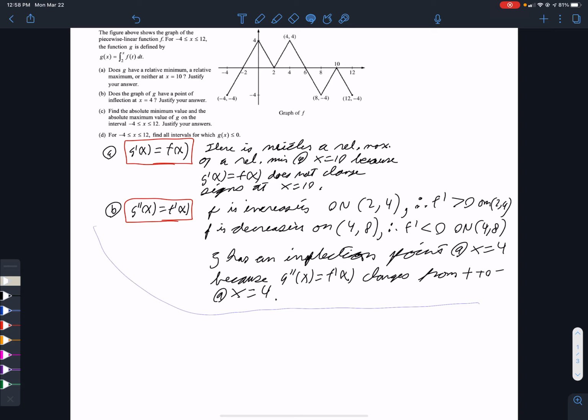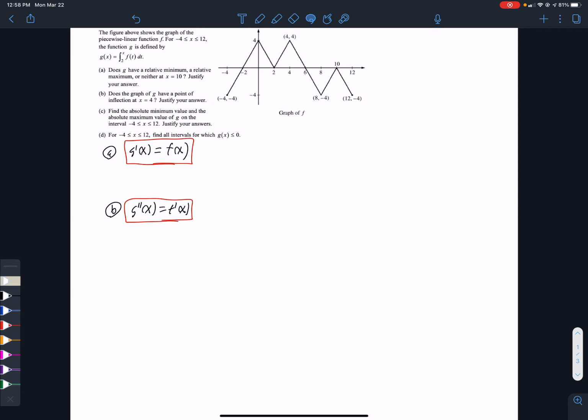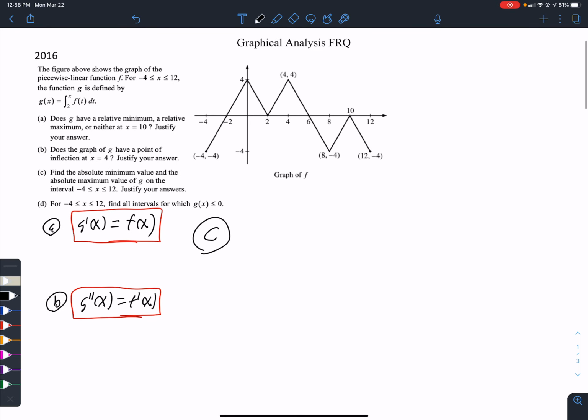because this is all going to get in the way. Okay, I'm going to leave these because we might need those in the next part. Whoops, I'm doing part C. So find the absolute minimum value and the absolute maximum value of G on the interval from -4 to 12.